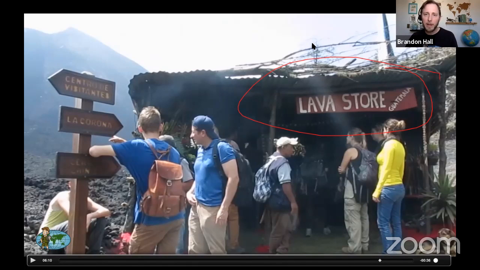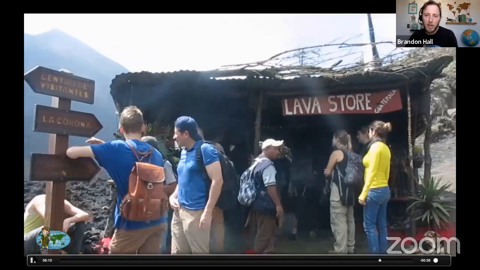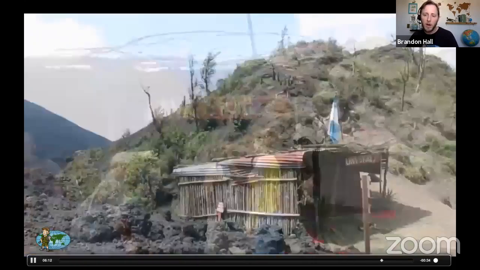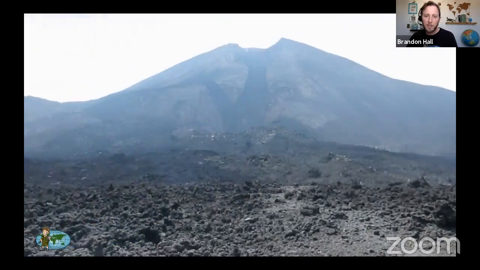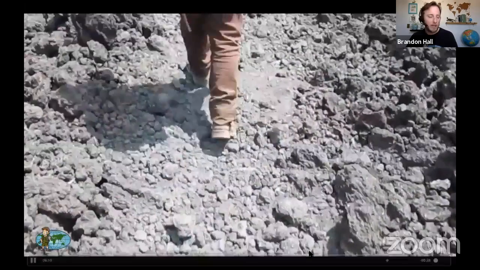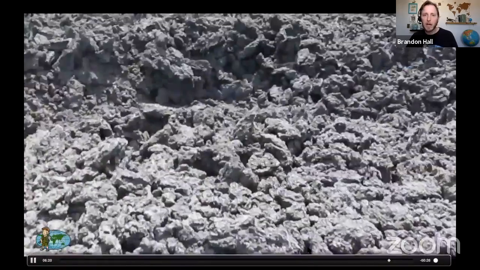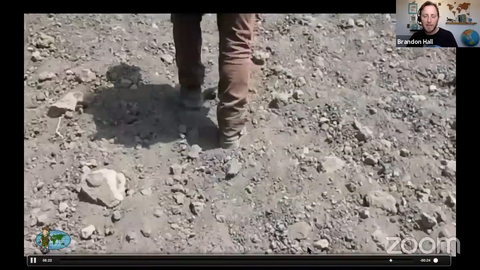And that's how they're able to make some income for their families here on top of the volcano, which is really cool. So if you ever come here on a real trip in person, make sure you bring some extra money and buy some jewelry to take back to your loved ones of lava rock from Pacaya.